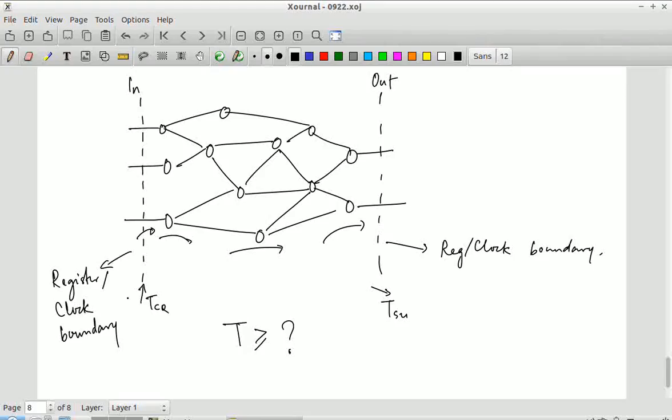Now, number of paths. In general, when I have a circuit of this sort, how many paths can be there? If I have n circuit elements inside the circuit, can you tell me something about the maximum number of paths that can be present inside the circuit? Maximum possible. Is it NC2, or is it n, or is it 2 power n?